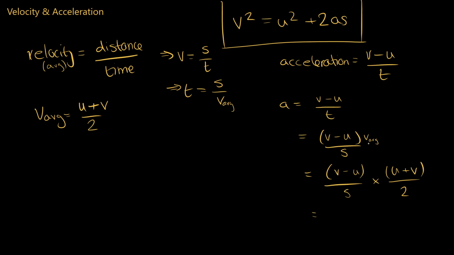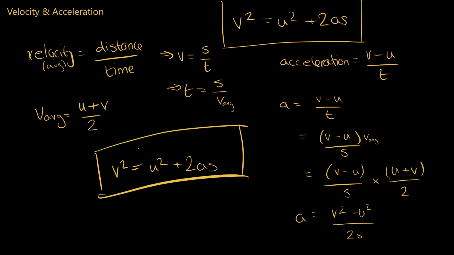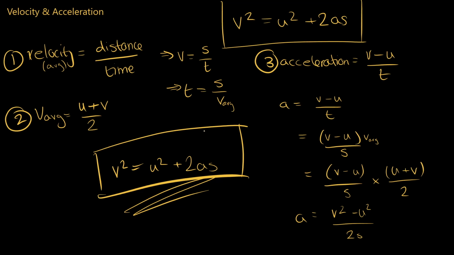Using the multiplication of your brackets, so you might use the FOIL method or the smiley face method. Whatever you use, you'll find out that it's equal to v squared minus u squared over 2s. We know that this is equal to a. Rearrange this and make v squared the subject. We get v squared is equal to u squared add 2as. So using these three equations, we've been able to get this equation. This is the equation you're expected to use in the following examples.